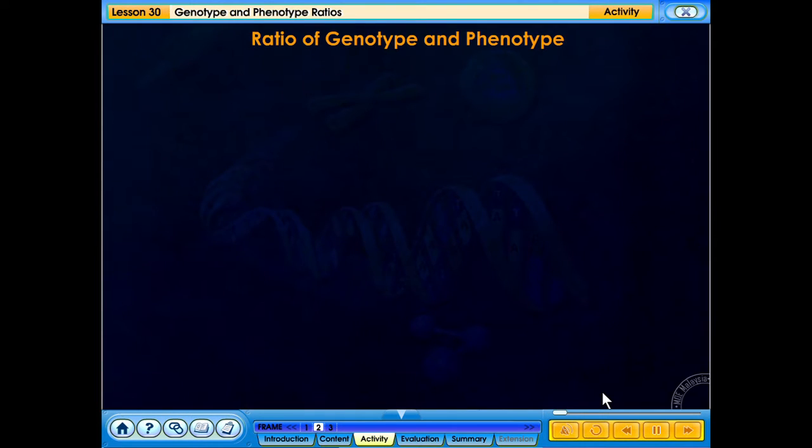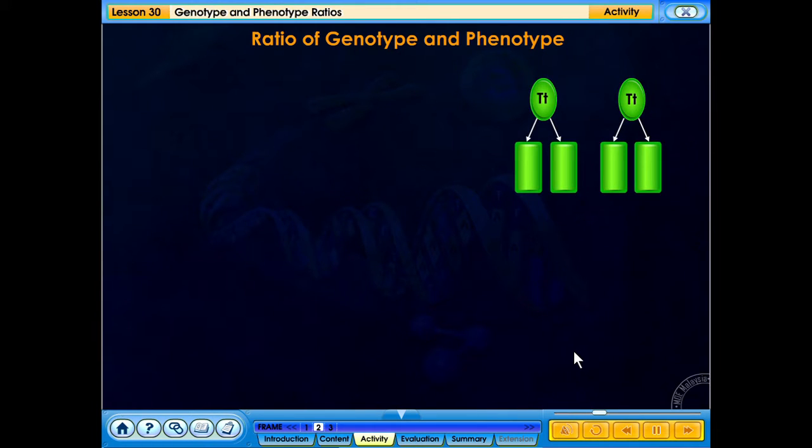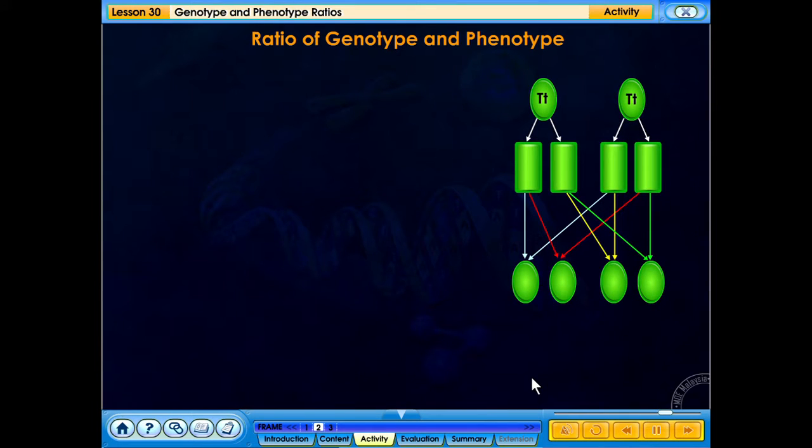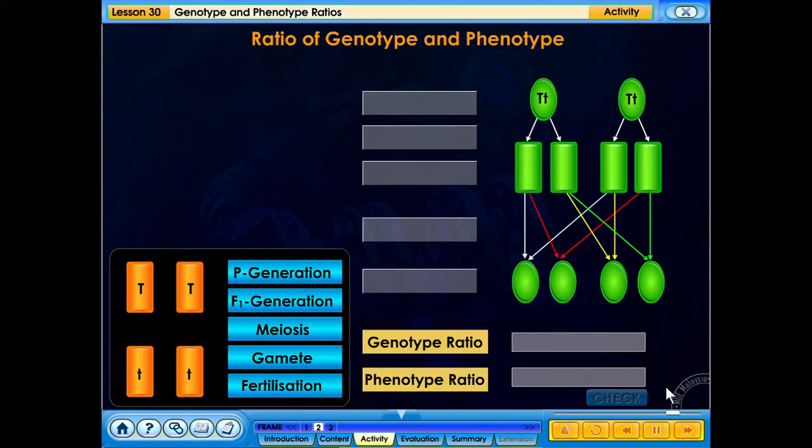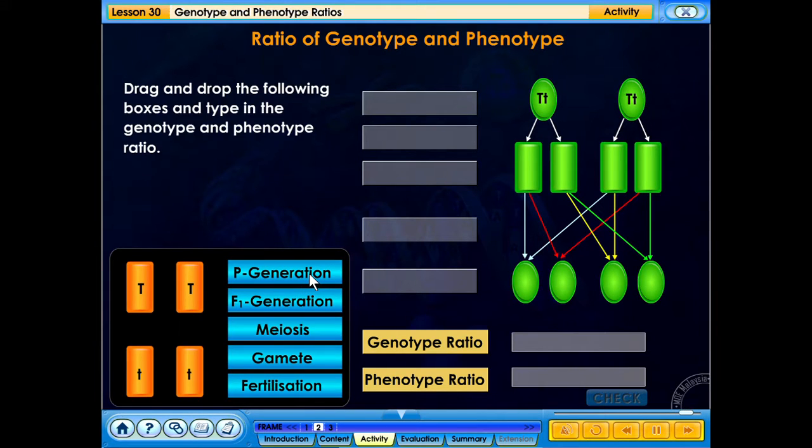The ratio of genotype and phenotype. The genotype of the parent is 1 capital T and 1 small t, and this will show the phenotype of tall pea plant. The gametes produced by the parents will be 2 capital T's and 2 small t's. Type in the boxes to find out the genotype and phenotype ratio of the offspring from the crossbreed between capital T small t and capital T small t. Drag and drop the following boxes and type in the genotype and phenotype ratio.